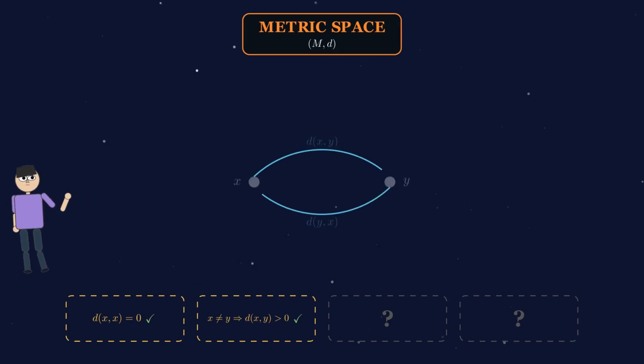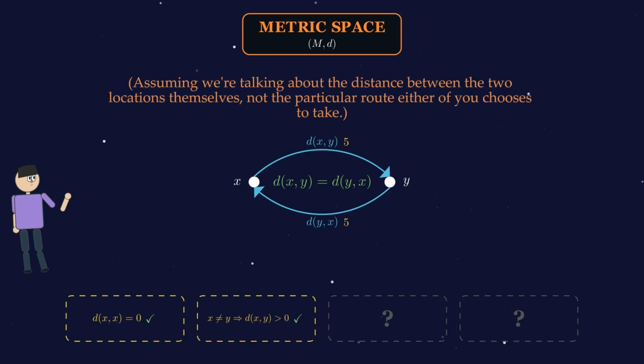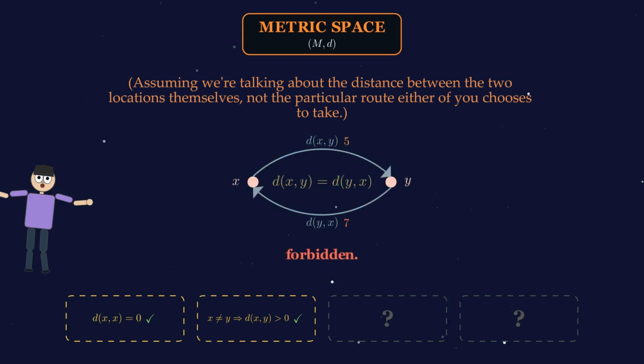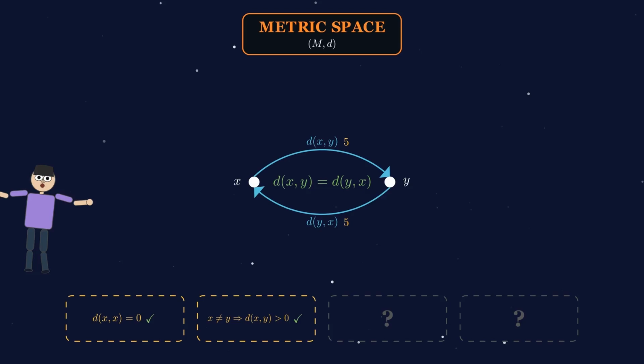Here's the third. The distance from here to there is exactly the same as the distance from there to here. The walk to your friend's house is the same length as your friend's walk back to yours. Break this one, and the trip out and the trip home could disagree. And how far apart would stop making any sense.